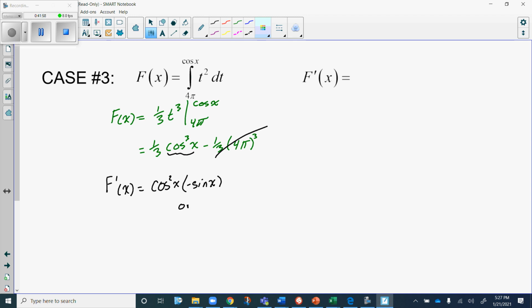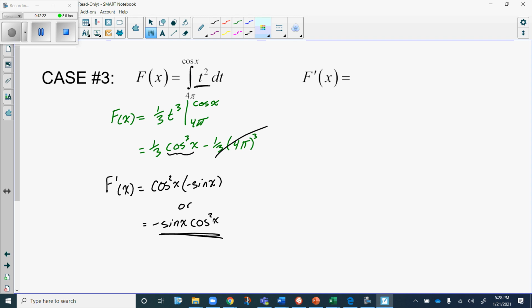That's why I didn't bother wanting to simplify that one, because the derivative of the constant is 0. So here, we probably write it as negative sine of x times cosine squared of x, or negative cosine squared of x times sine of x, however you wanted to do it. But clearly, this and this don't match. Okay?